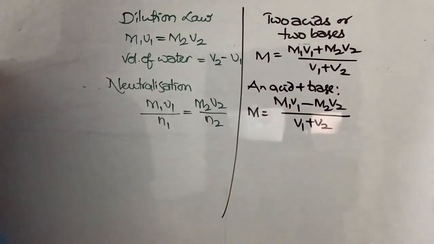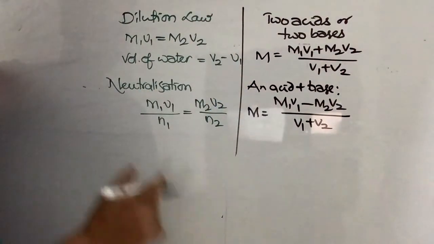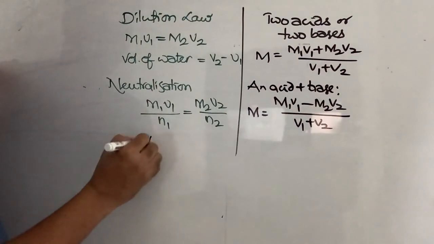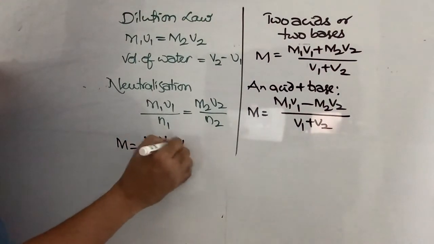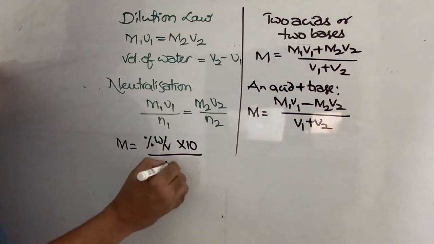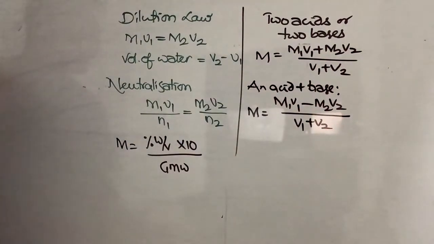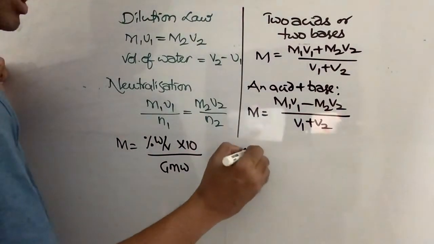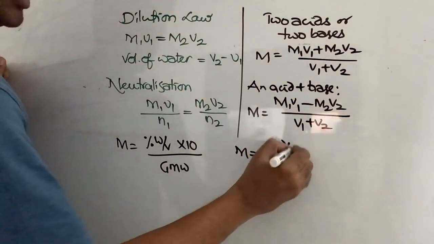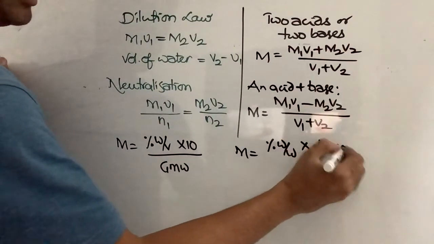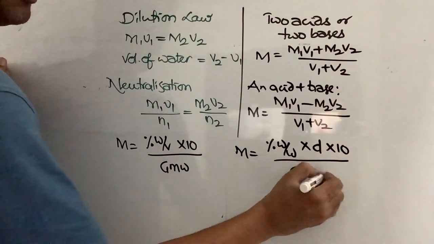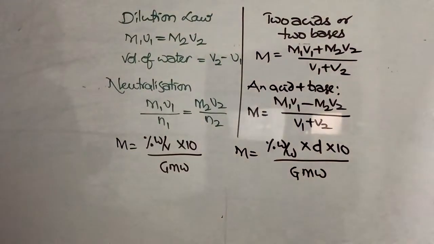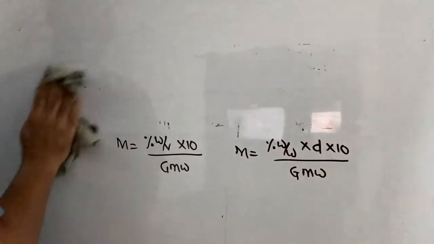Dilution law, neutralization law, when two acids are mixed, when two bases are mixed. One more shortcut is molarity equal to percentage weight by volume, when it is given, into 10 by gram molecular mass. When percentage weight by weight is given, molarity is equal to percentage weight by weight into density into 10 by gram molecular weight. All these formulae are important for your entrance examinations. That is about molarity, which is temperature dependent.